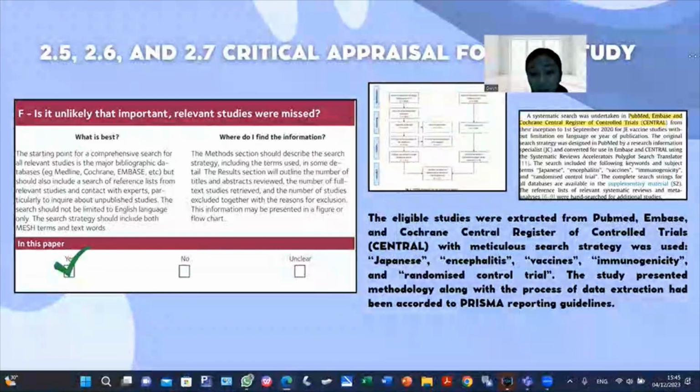The study presented methodology along with the process of data extraction recorded according to PRISMA reporting guidelines.